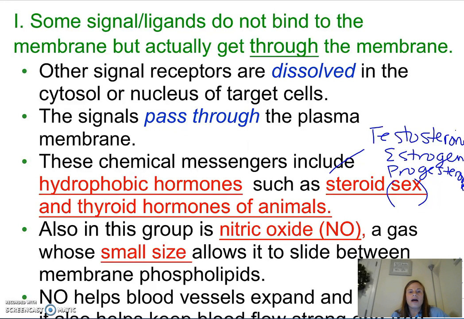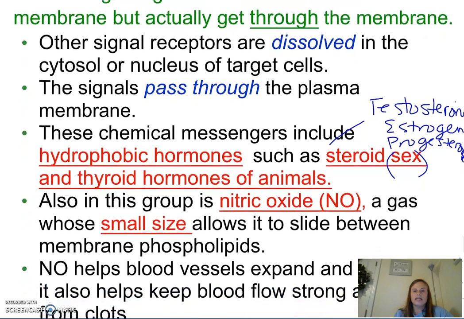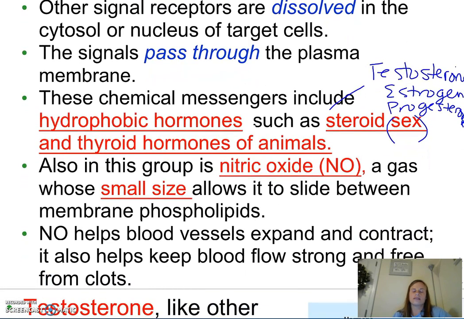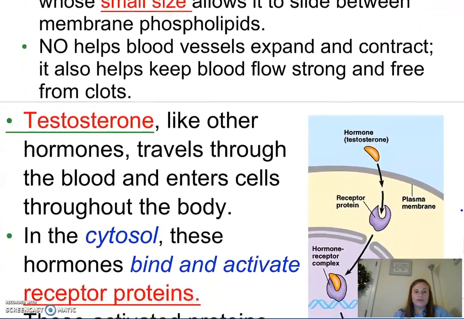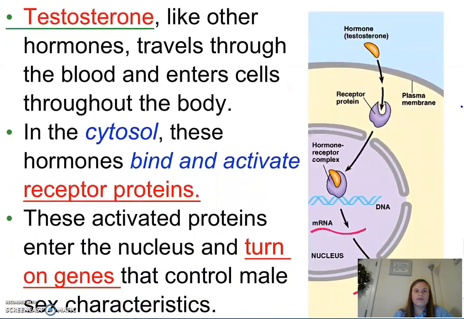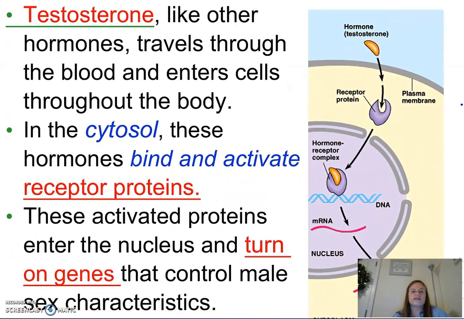For example, hydrophobic hormones such as testosterone, estrogen, progesterone, which are all steroid or sex hormones, thyroid hormones of animals, and as I just mentioned already, nitric oxide, which is a gas that is a small size, allows it to slide between the membrane phospholipids. Testosterone, like other hormones, will travel through the blood and enter the cells throughout the body. Once in the cytosol, these hormones will bind and activate receptor proteins.